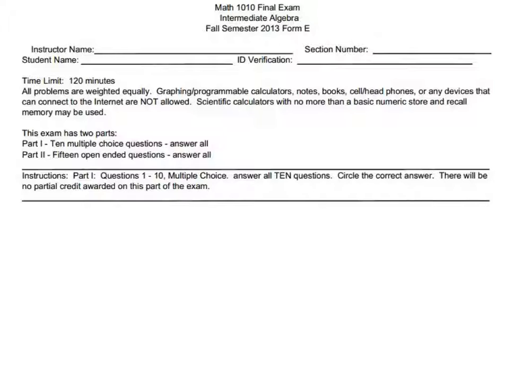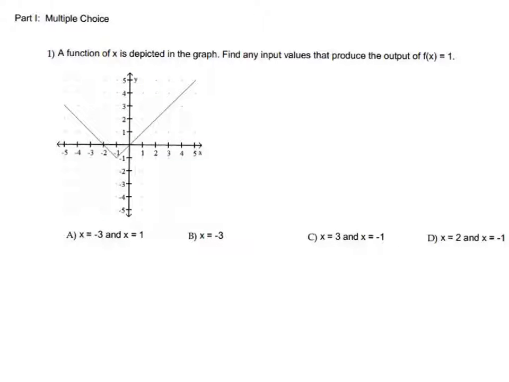Okay, and then it'll have instructions. Part 1, questions 1 through 10, multiple choice, answer all 10, circle the correct answer, there will be no partial credit awarded, etc. Alright, let's take a look at the first problem. So the first problem, a function of x is depicted in the graph. Looks like an absolute value function. Find any input values that produce the output of f of x equals 1.